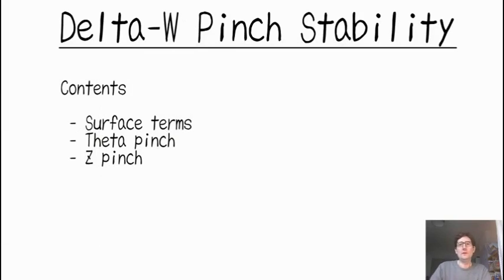Welcome. In this video I'll go through the delta W calculation of stability for pinches, so the theta pinch and the Z pinch. This is a bit more mathematical, a bit more rigorous in some ways, but hopefully if you've seen previous videos you might have some understanding of what these modes look like. Now we're going to try and calculate stability a bit more thoroughly by using the delta W equation.